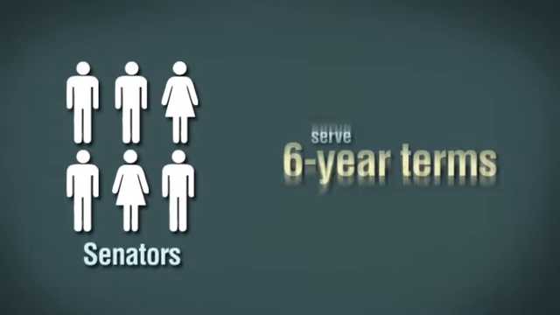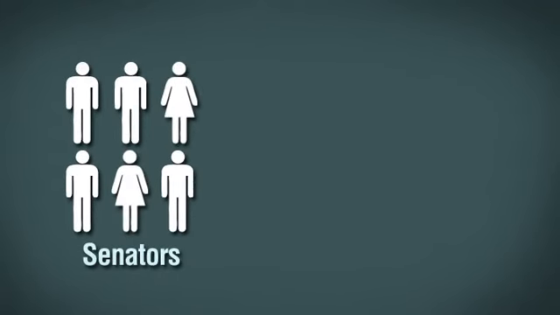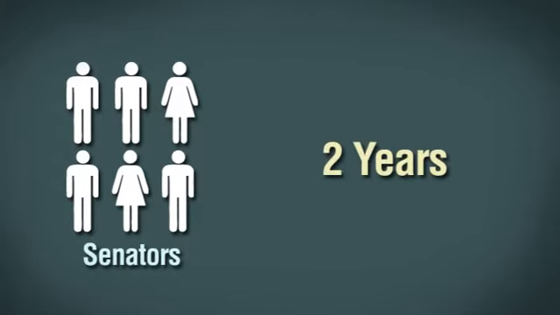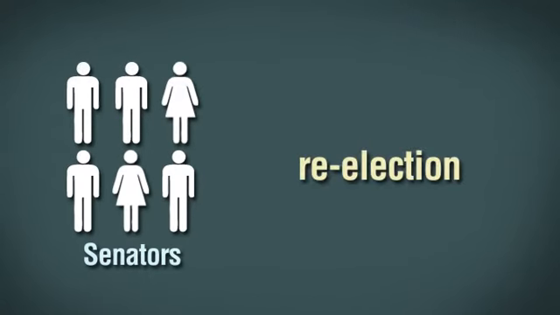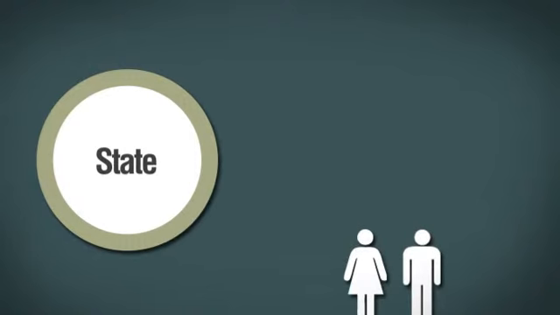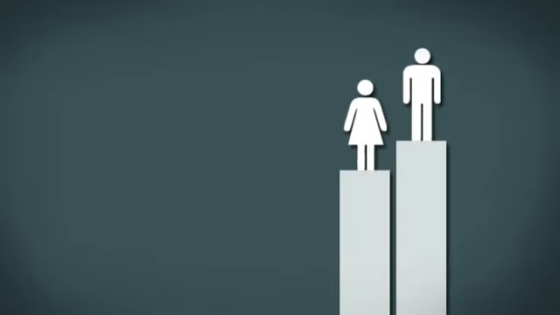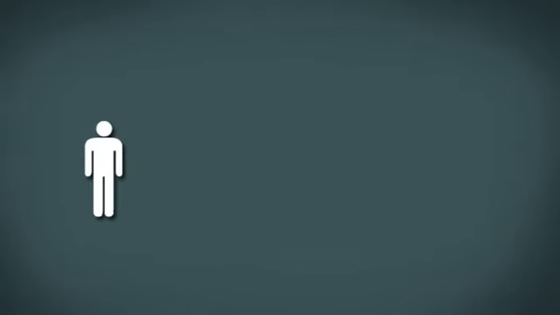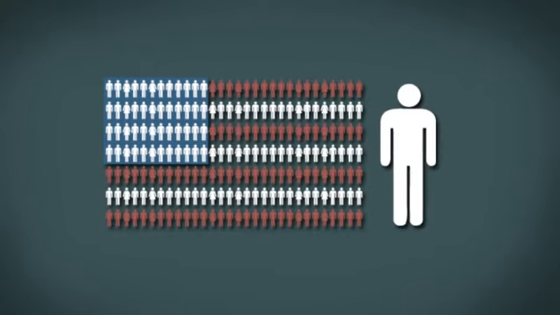Senators, like members of the House of Representatives, are also elected to their seats by the public. Senators serve 6-year terms, and elections are staggered, so every 2 years, a third of the senators run for re-election. Each state is represented by 2 senators, regardless of its population. And again, the first past the post voting system is used, so the candidate with the most votes wins. So how do Americans choose their leader?